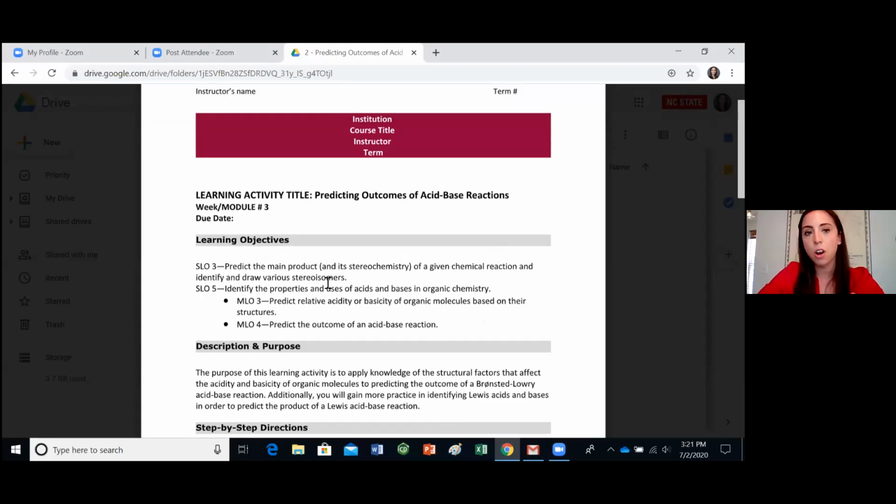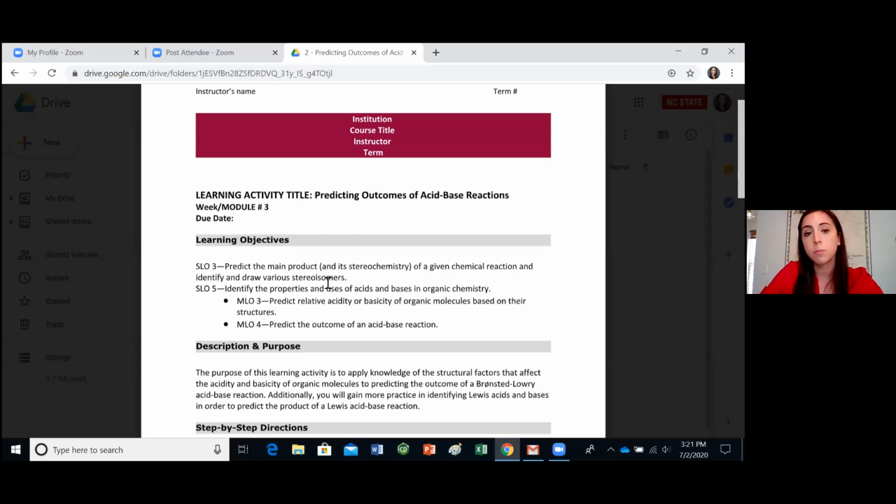All right, good afternoon, everyone. Before I talk about this learning activity and the sheet corresponding to it, I first wanted to situate everyone with where this lies within this module. As we all know, acid-base chemistry is really important in the understanding of reactions later on, but also in terms of the mechanisms that are related to these reactions.